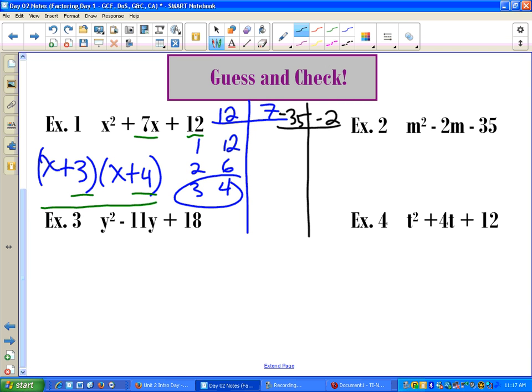You could list all the factors if you want. 1 and 35. 5 and 7. That's all of them. 5 and 7, I can have a difference of 2. Which one needs to be negative for it to be a negative 2? The larger one, the 7. Again, what multiplies to be negative 35 and adds to be negative 2 is going to be 5 and negative 7.